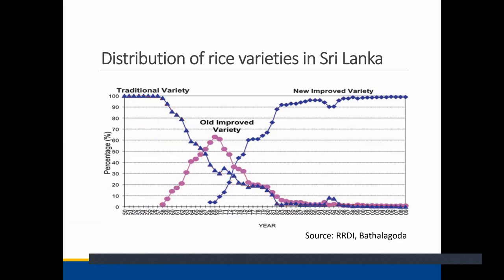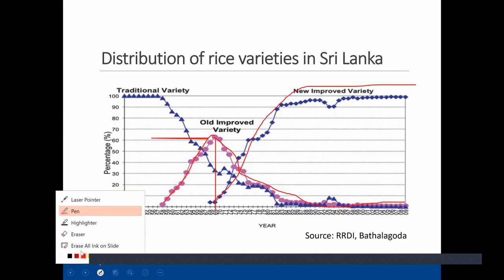If you take the old improved varieties, that improvement started in the late 1950s. They increased the extent, reaching a maximum around 1970, before the newly improved varieties started. And then they also went down, because now the majority we have is newly improved varieties.